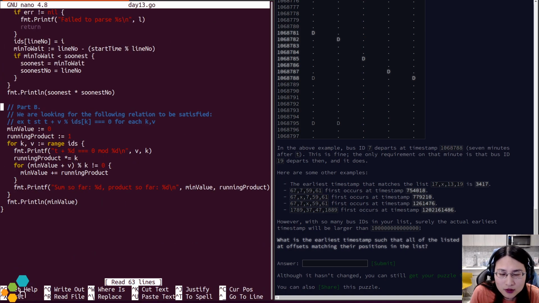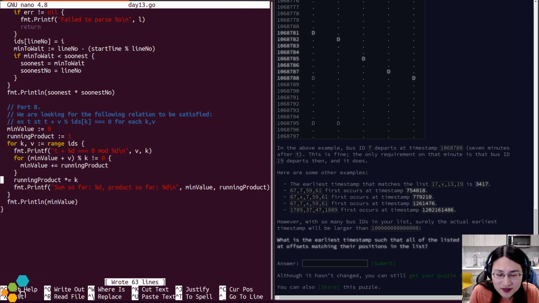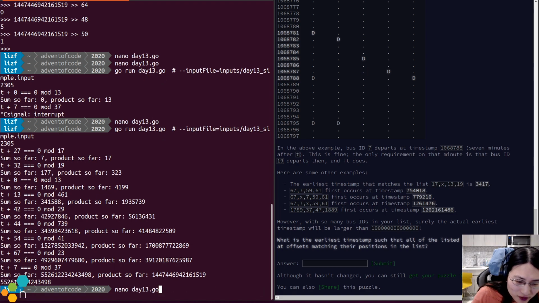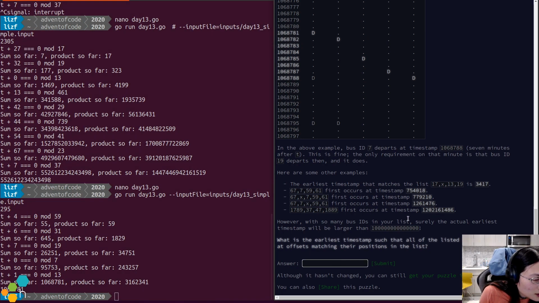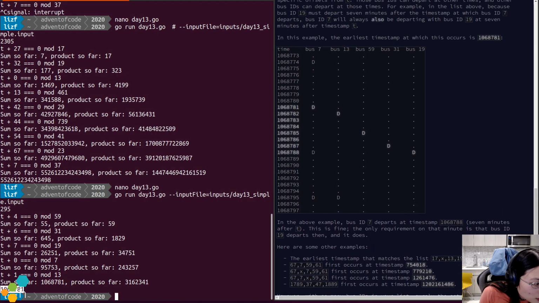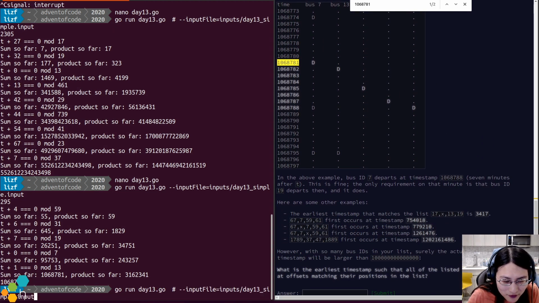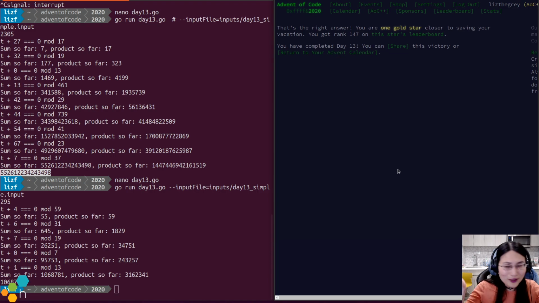Wait, there's a problem here. That needs to happen here. All right, I think that should work. Let's test it on the small input first. 1006. Oh, yep, that's correct. Okay, so I believe that my answer is correct, so I'm just going to pipe it in and see what happens. And that's correct. Rank 147.